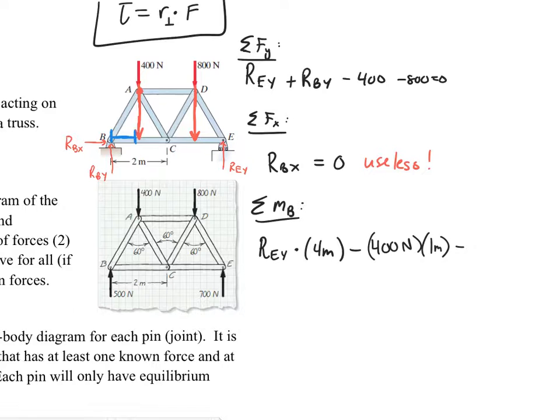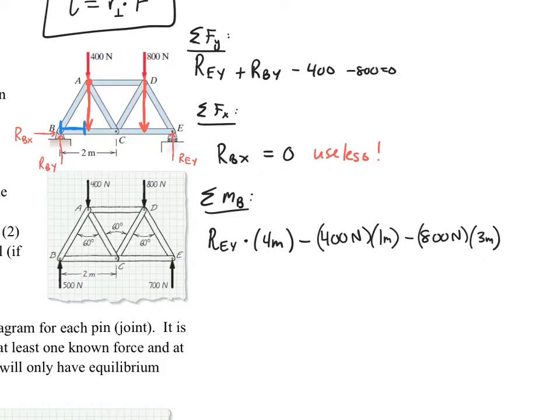And then finally, 800 newtons is acting at a distance of 3 meters from point B. And that equals 0. Why did I not include RBX or RBY? Why didn't I include RBX and RBY in this sum of the moments? Why not?